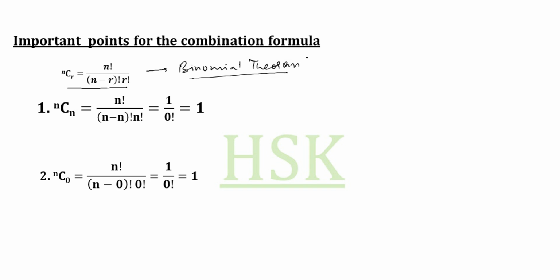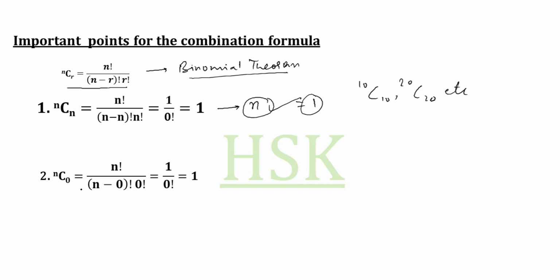Okay, so the first important point is that nCn is equal to 1. So nCn, which is equal to n factorial upon n minus n factorial into n factorial, is equal to 1. This means that if we have n objects and all the objects are selected, the total number of ways of selecting n objects out of n objects is equal to 1. So that is why 10C10, 20C20, etc. are all equal to 1.